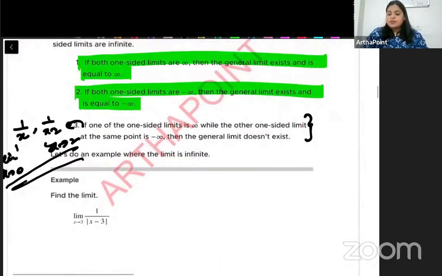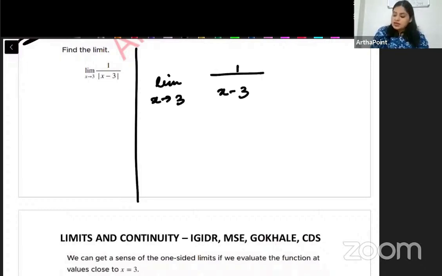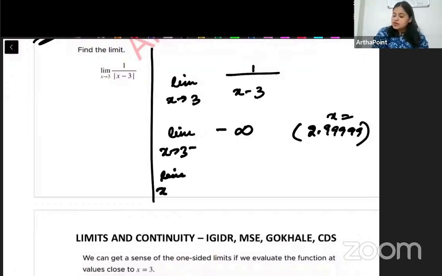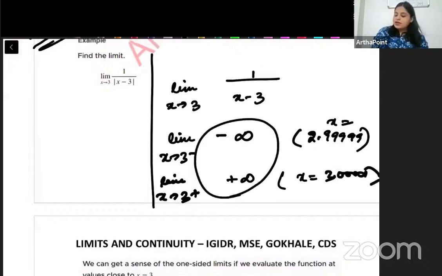So take this example. Had the function been this, limit x tends to 3, 1 upon x minus 3, then when you would have approached this from the left-hand side, you would have got minus infinity. Just try and put anything less than 3 and check. When you would have approached x from the right-hand side, you would have got plus infinity. Just put anything close enough to 3 and check. So we would have said that the limit doesn't exist.